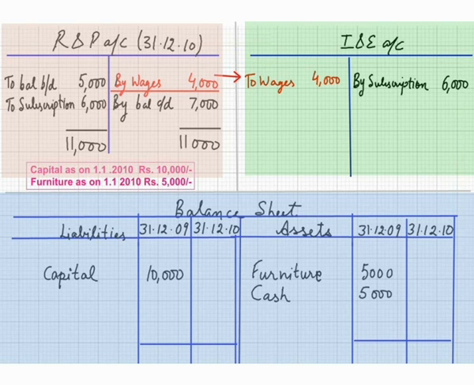To wages 4,000. And then the item is by balance CD 7,000. Means this is the closing balance of cash as on 31st December 2010. You know, cash balance is not concerned with the income and expenditure account. This will be taken to balance sheet on asset side, cash balance. And on 31st December 2010, it was 7,000.